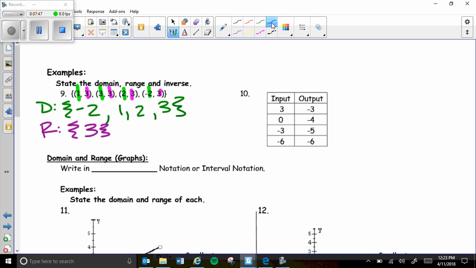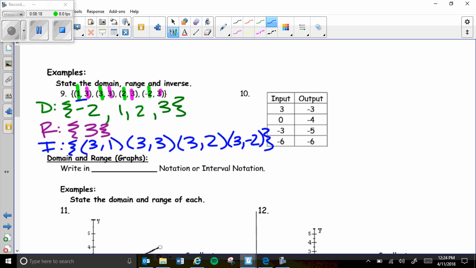All right, and then the last thing it asks for is inverse. So with inverse, all you're doing is flipping the x and y value. So we, again, put them in braces. So looking at my first ordered pair, it's 1, 3. So rather than writing 1, 3, we flip them and write 3, 1. Now the next one, 3, 3, same number, so we just write it like that. My next ordered pair, 3, 2, and then 3, -2.